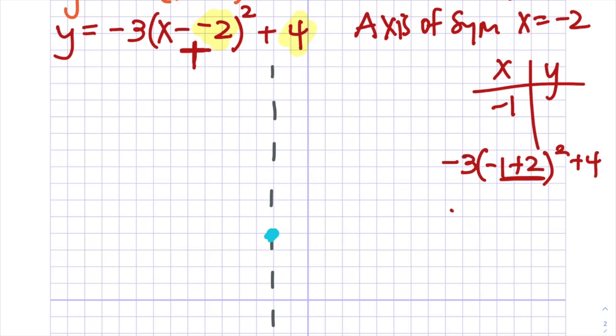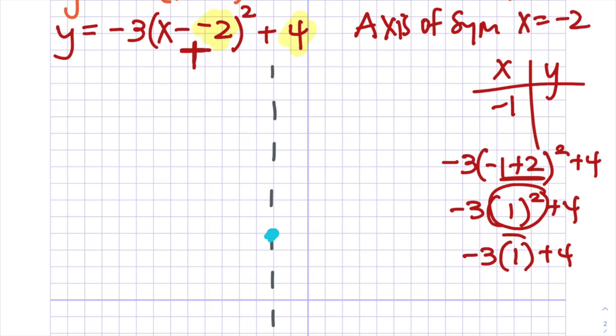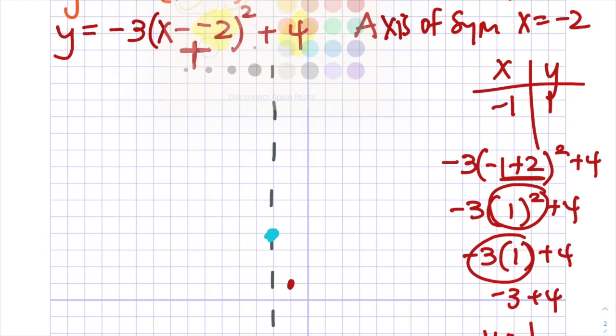Do the parentheses first. Then our exponents. Now we multiply. And lastly, we add. So y is 1. So when x is negative 1, y is positive 1. Then remember, all we do is reflect that point across the axis of symmetry to get the other point. Now I connect to make a smooth curve.